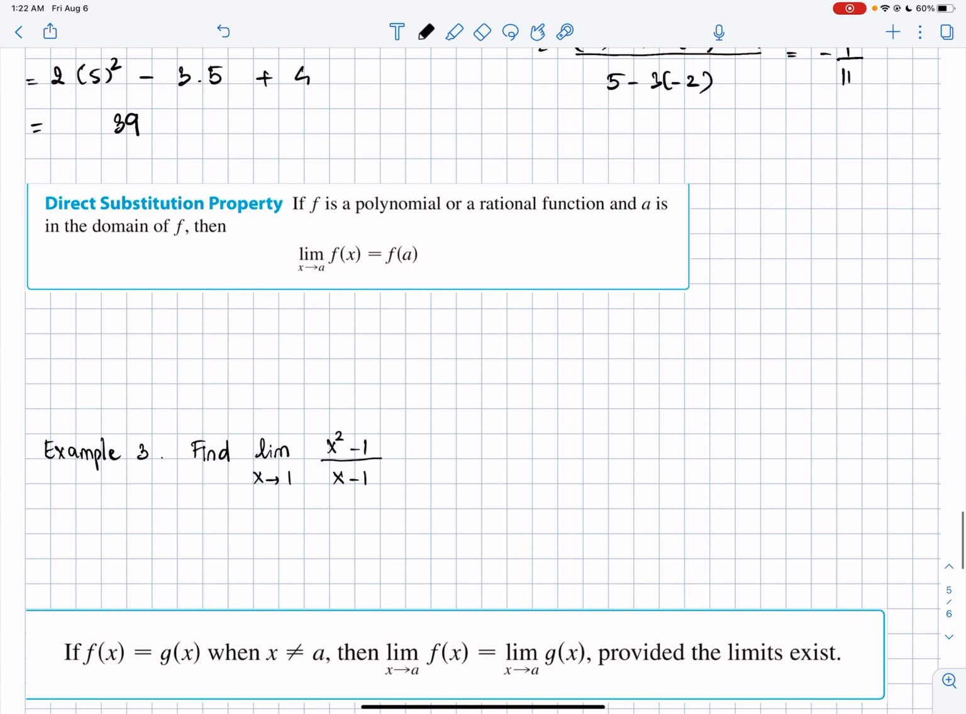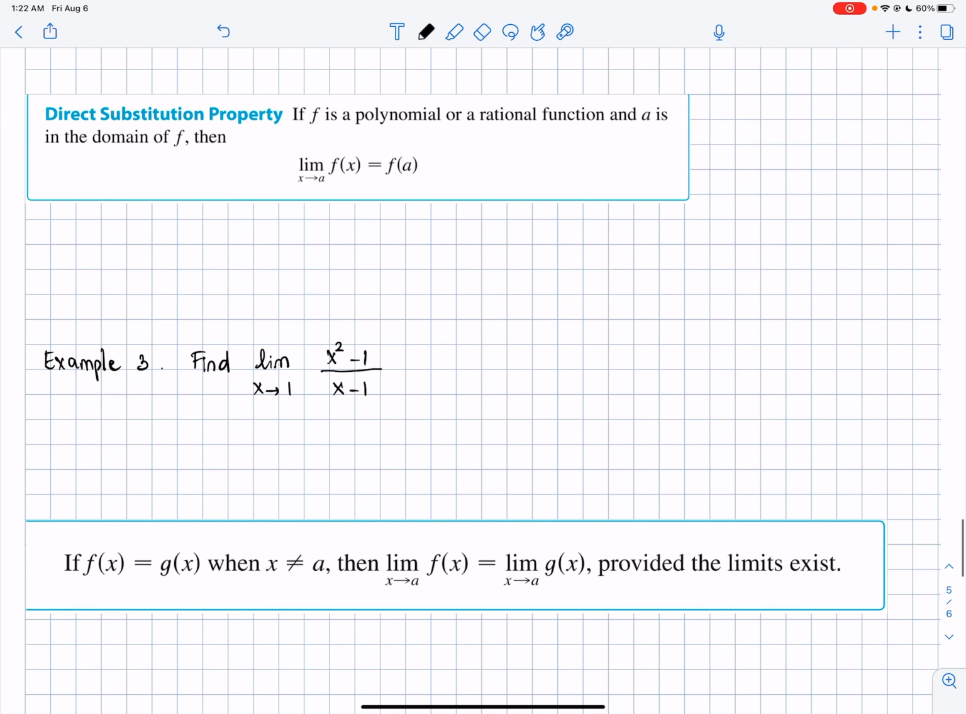To do more practice, we will do example number 3. Find the limit of x approach to 1 of x squared minus 1 divided by x minus 1. You notice that if we just go ahead and plug 1 into the x, then we will get undefined. So first of all, we better simplify. On the top, we will get x minus 1 times x plus 1. In the bottom, we have x minus 1. And then you cancel. So we will get the limit of x plus 1 when x approaches to 1.